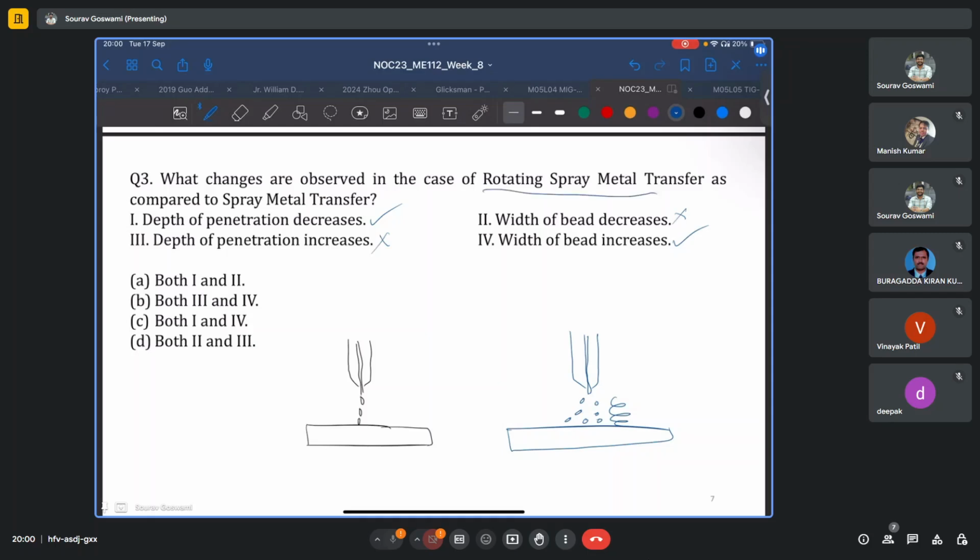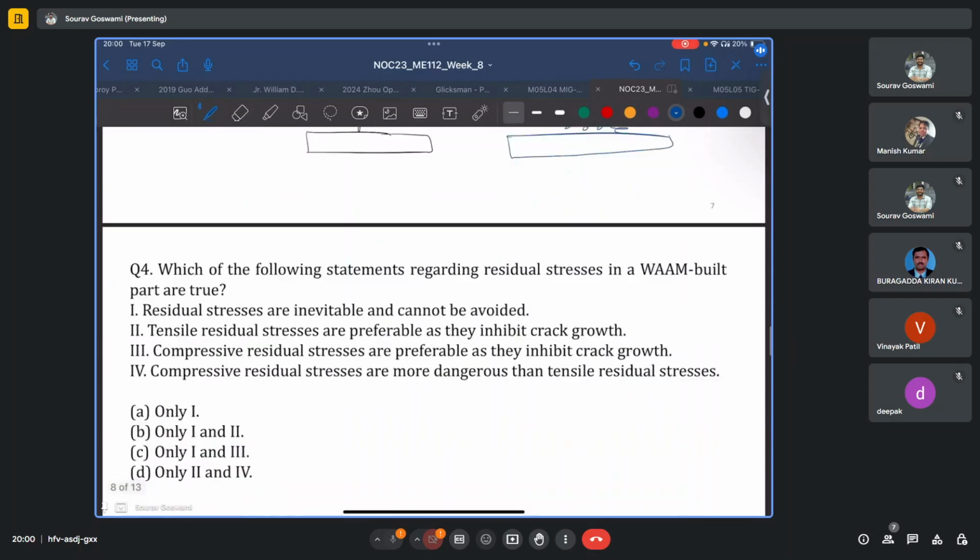So we have to look for the option which has these corresponding options correct. So both 1 and 2, both 1 and 4. So option C is correct in this case. That is, for rotating spray metal transfer, the depth of penetration decreases and the width of the bead increases.